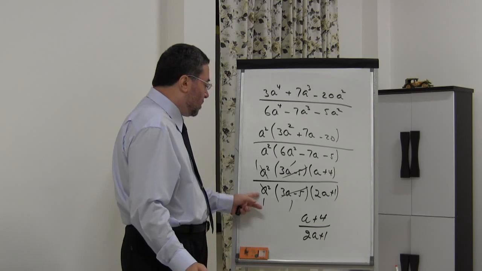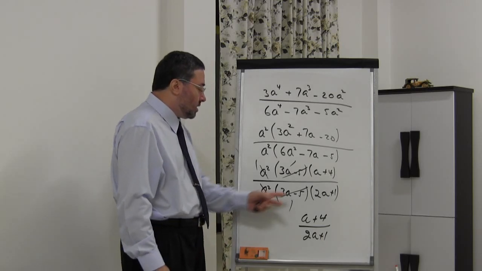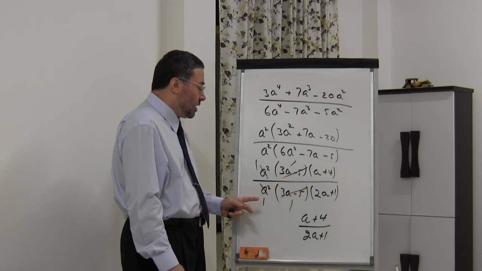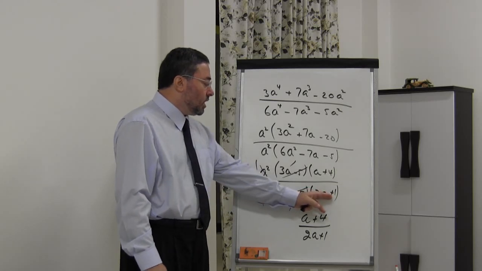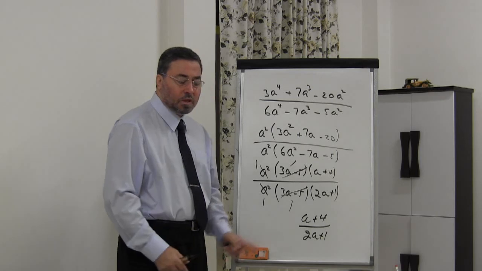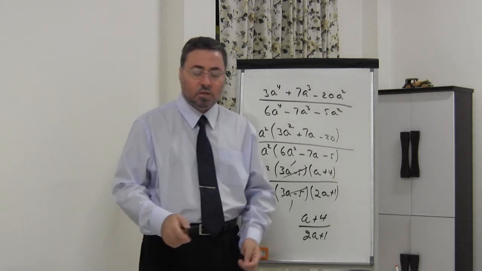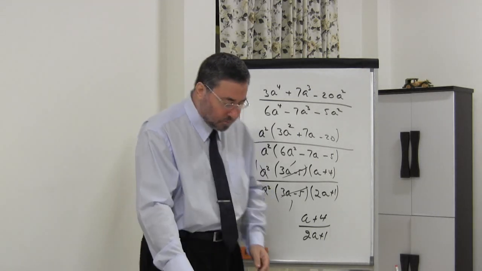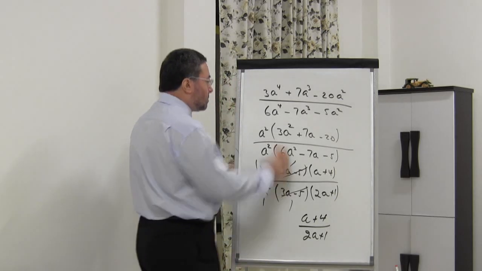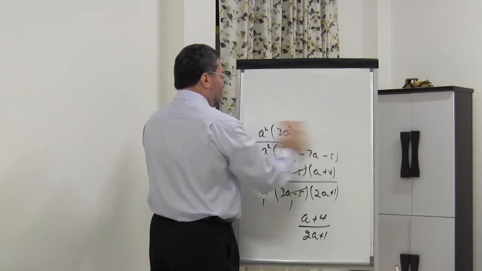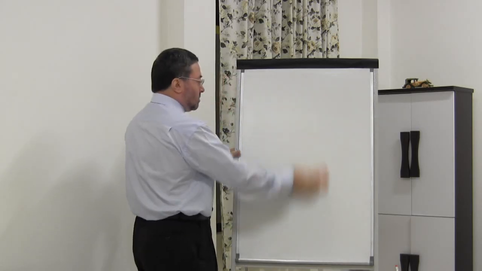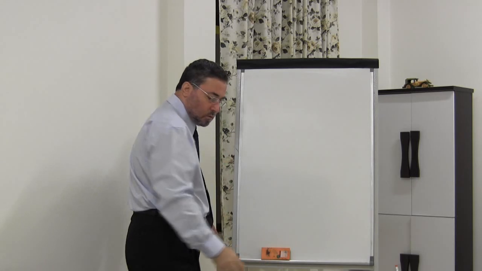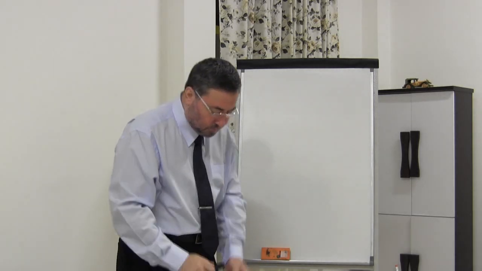Now we should note that the values that make the denominator 0 and make this undefined are 0, 5 over 3, and minus 1/2. But in these questions we are not asked to do this. Next, we have number 40.